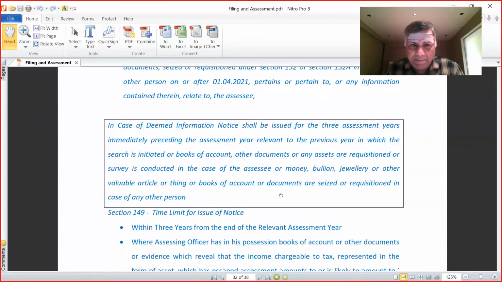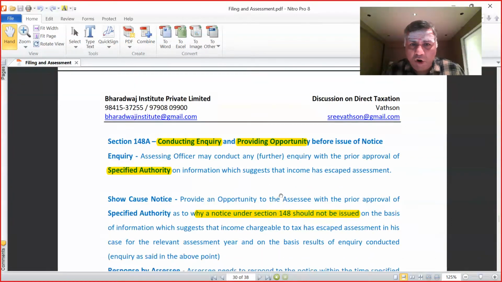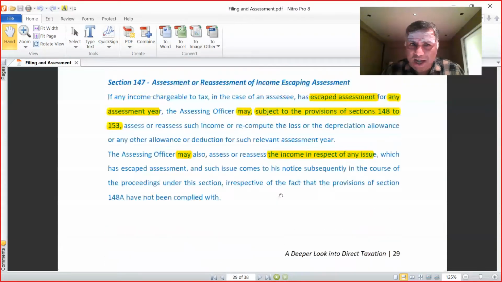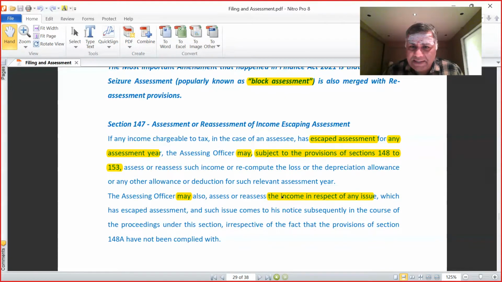This is what we have been seeing. So in our introductory area of 147, we saw what is assessment, what is reassessment of income escaping assessment. That is, I issue a notice saying a particular income is escaping assessment. In the course of assessment, if I come to know that some other income has also escaped assessment, I can also assess it. The assessing officer may also assess or reassess the income in respect of any other issue which has escaped, and such issue comes to his notice subsequently in the course of the proceedings. So in the course of the proceeding, I come to know, irrespective of whether it is mentioned in the notice originally sent under 148A.